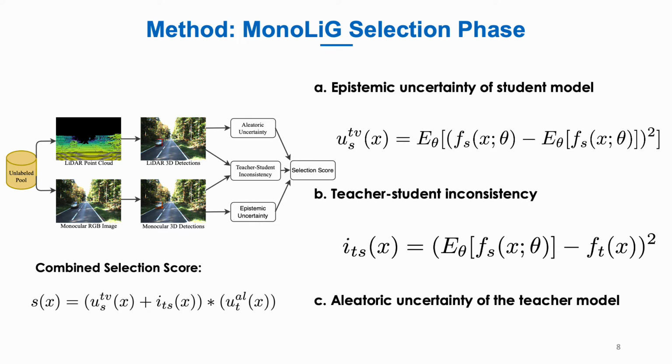To also have fewer samples with low LiDAR confidence, so that they can be used more efficiently during semi-supervised training, we also use the aleatoric uncertainty of the LiDAR as an additional score. We sum these up and multiply with the aleatoric uncertainty of the teacher model to obtain the combined selection score as shown on the left.